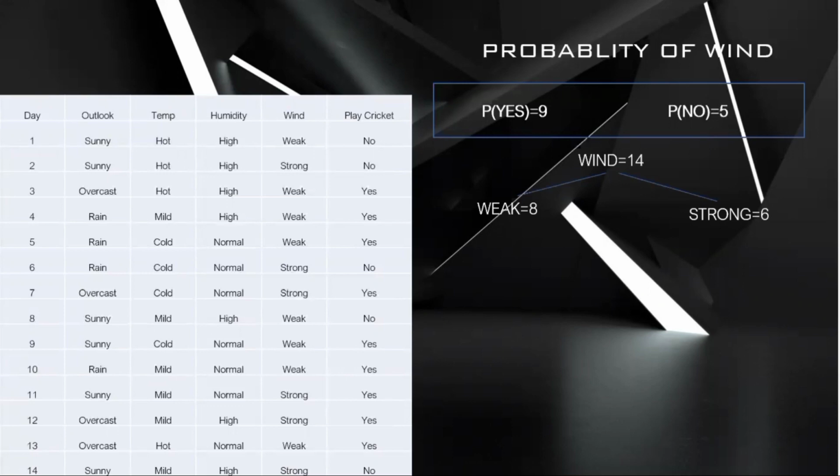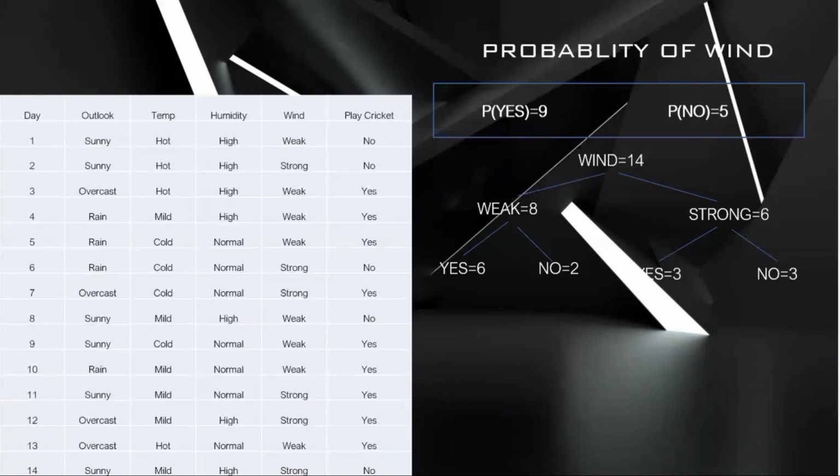Okay. Out of 8 weak wind days, on 6 days I can play cricket with weak winds, and on 2 days I cannot play cricket with weak winds. Speaking about strong winds, there are 3 days I can play cricket with strong winds, followed by 3 days I cannot play cricket with strong winds.